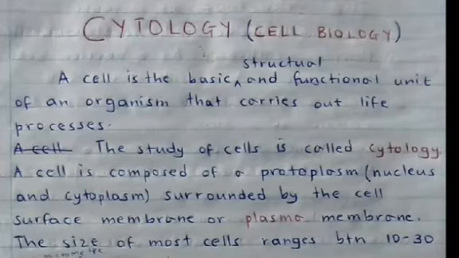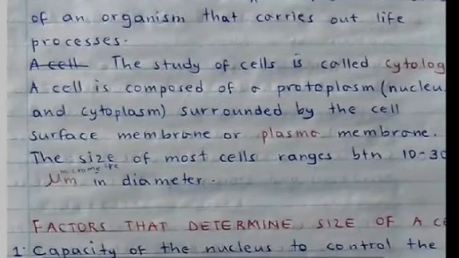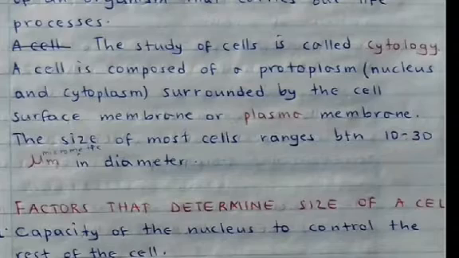And a cell is the smallest, as we are going to see down. Many cells, when they combine, form tissues, and when tissues combine, they form organs, as you looked at in ordinary level. So that is the definition of a cell. The study of cells is called cytology.